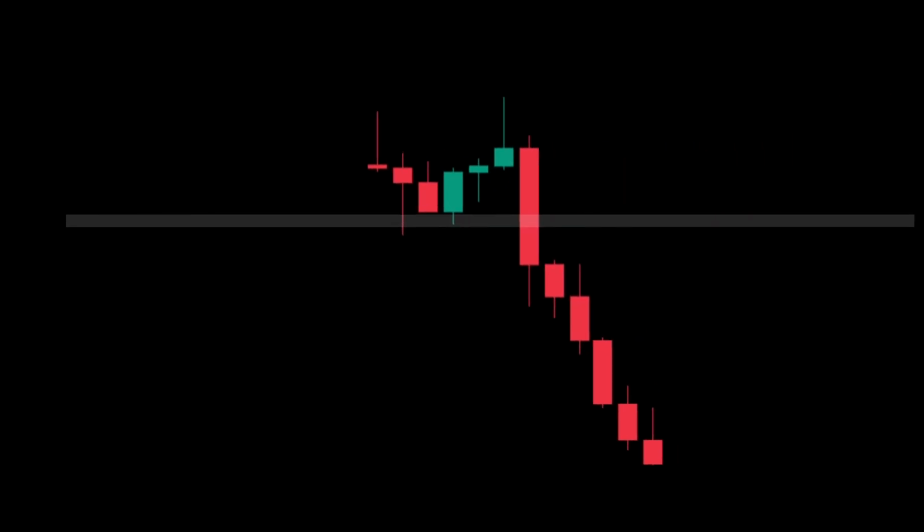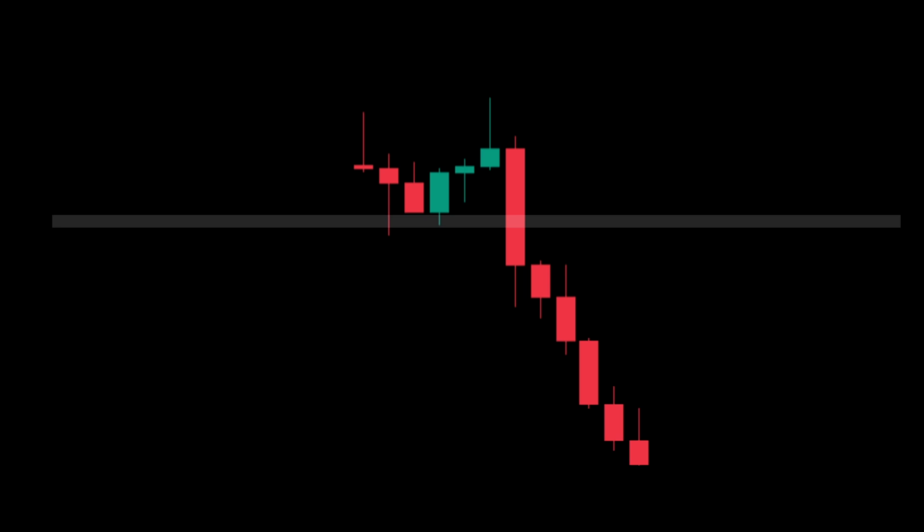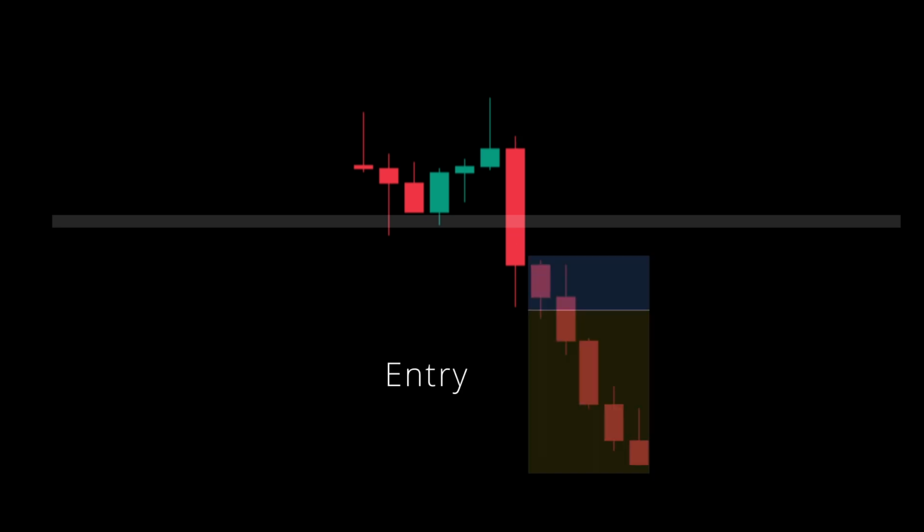Okay, let's move to another example. See, this is another example in the downtrend. As you know, this is our support zone. This candle breaks the support zone and closed below it. So this is our confirmation candle. Our entry is here. And stop loss is above the entry candle or above the confirmation candle. And look, how price moved down to our target.